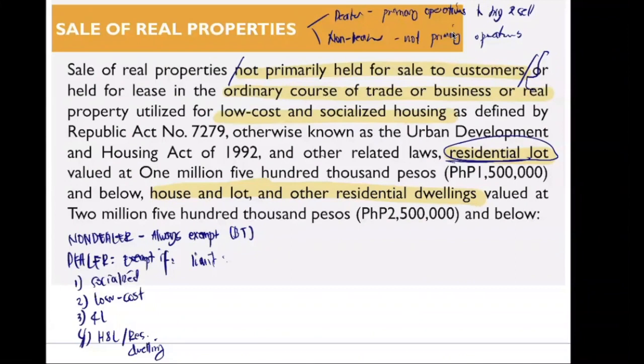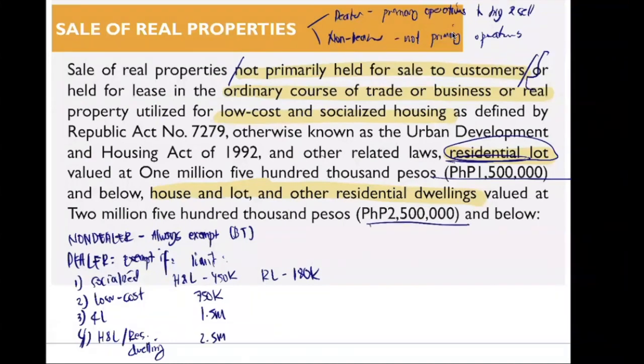If you are selling a socialized house and lot housing, the limit is 450,000. If it is purely a socialized residential lot, your limit is 180,000. If you are selling a low-cost housing, your limit is 750,000. If you are selling a residential lot, our law says 1.5 million. If you are selling house and lot and other residential dwellings, 2.5 million.